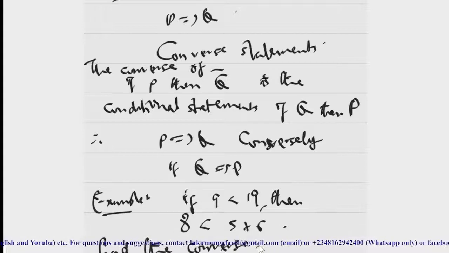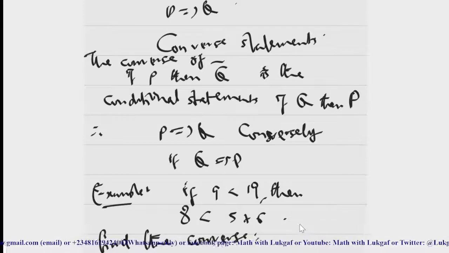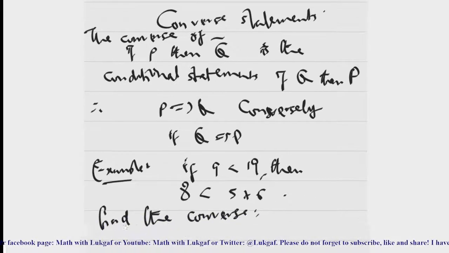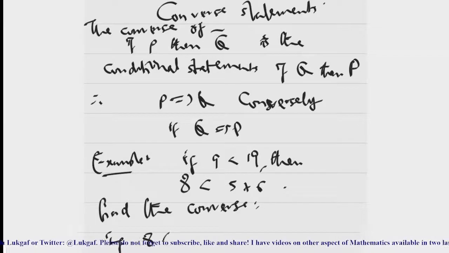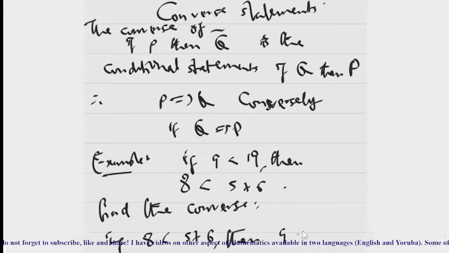What will be the converse of this statement? The converse will be: if 8 is less than 5 plus 6, then 9 is less than 19. That's just it. You just interchange the antecedent with the consequent. Can you see we just change the antecedent with the consequent?